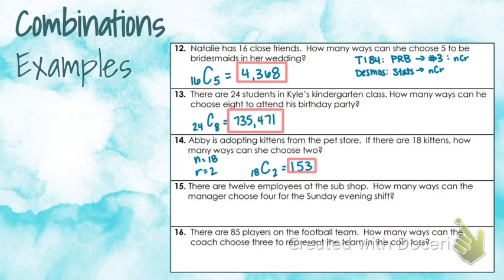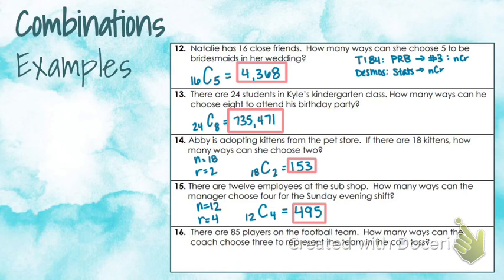Number 15 says there are 12 employees at a sub shop. How many ways can the manager choose 4 for the Sunday evening shift? So no matter what order they pick them in, they all 4 have to work the Sunday evening shift. So there are 12 to choose from, and we're going to choose 4. So that would be 12C4. And when we type that in, we should get 495 different combinations of employees.